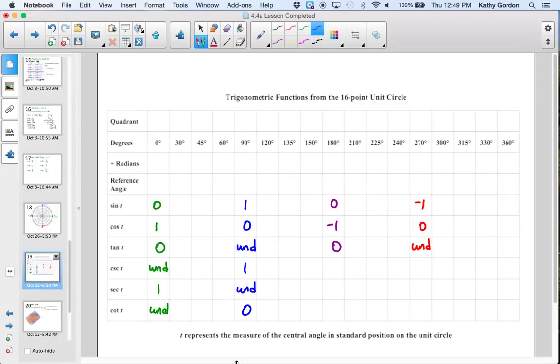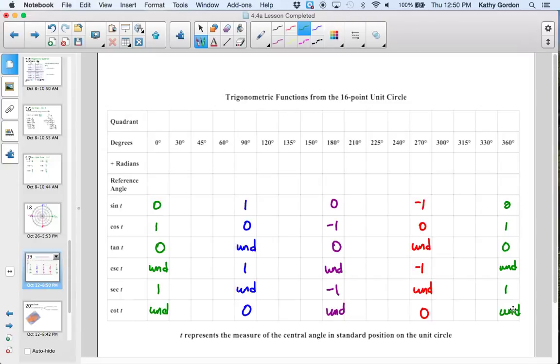Okay? 180: cosecant, undefined; secant, -1; cotangent, undefined. And 270: -1, undefined, 0. And then we've got 360 out here, but 360 is really just the same as 0. So 0: undefined, 1, undefined. Okay? So that's what happens on the axes.